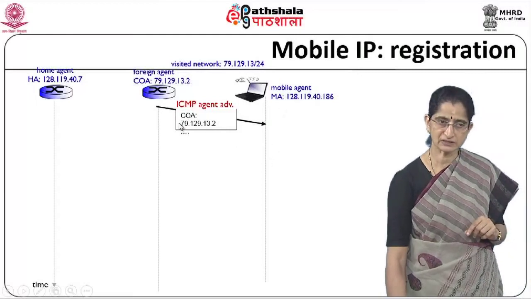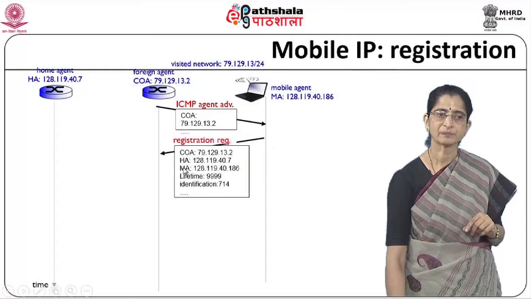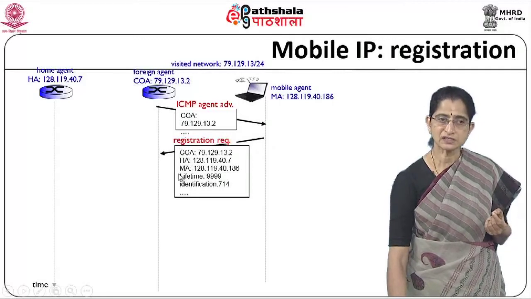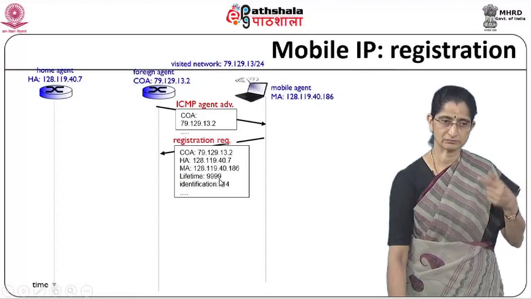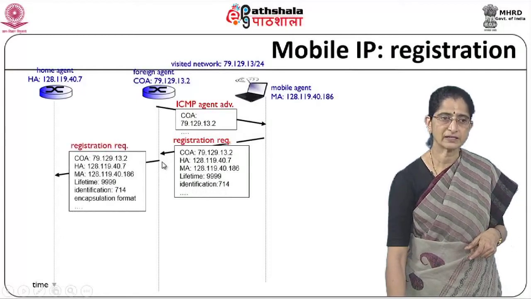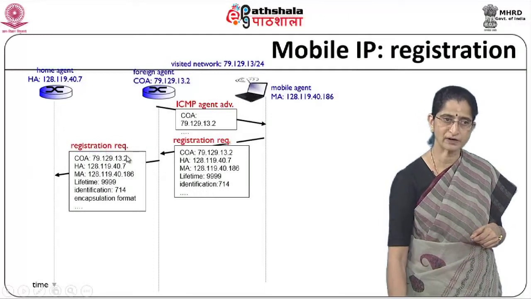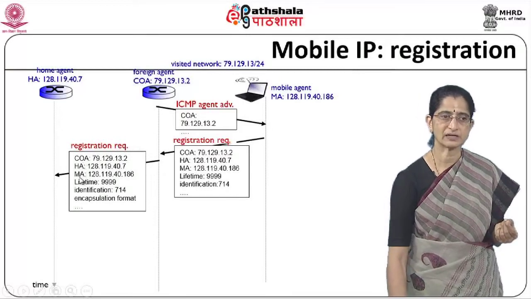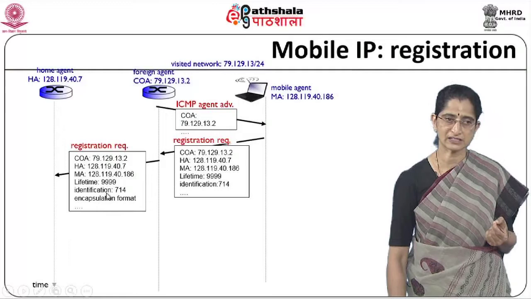Now the mobile agent, on receiving this advertisement, sends a request for registration saying this is the care of address, this is my home agent address, because you have to say which is your home agent address, and this is my mobile address. It also gives the lifetime, for how long this registration is supposed to be valid, and some identification. This is then forwarded by the foreign agent to the home agent. It forwards the care of address, the home agent address, and the mobile agent address, and the format that will be used for encapsulation is specified, and it is sent to the home agent.